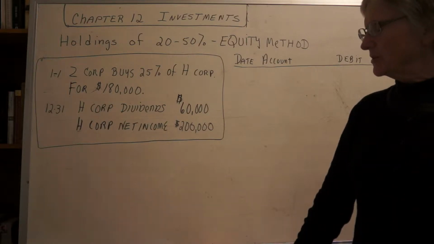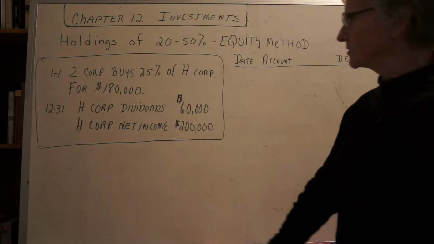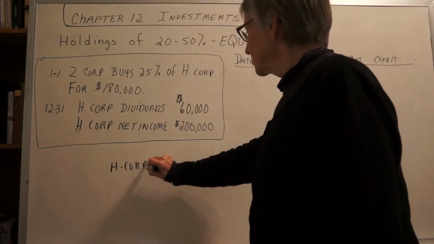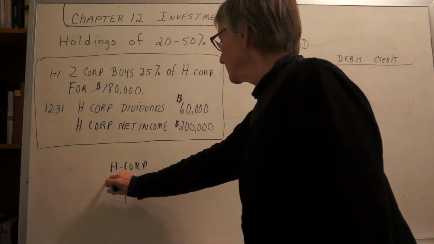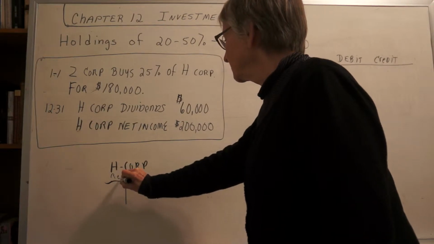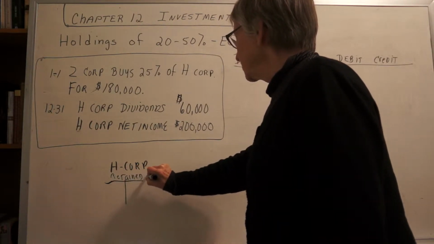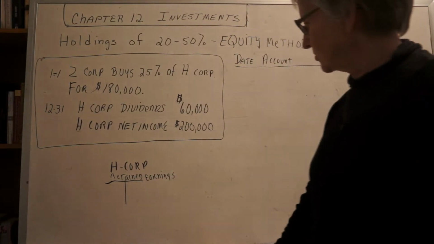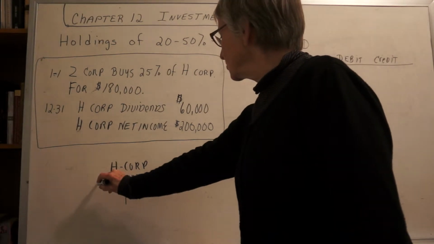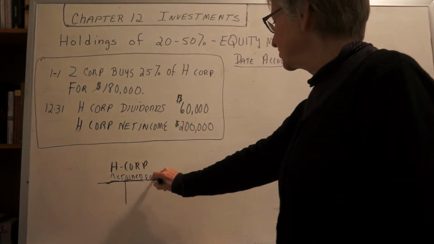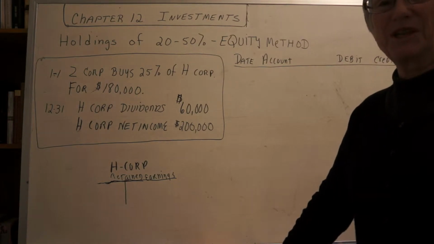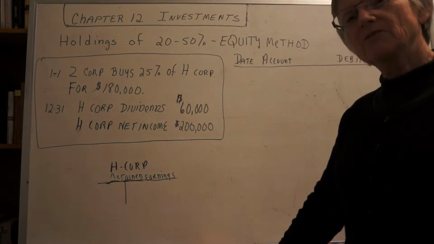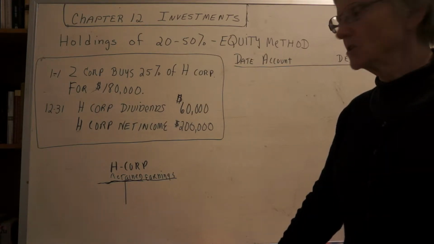And so the way to think about it is that if Z Corp has bought H Corp, and this is H Corp's retained earnings, if you think about the assets minus the liabilities, gives you the stockholders' equity. And if we own a certain percentage of H Corp's retained earnings, so if we have bought 25% of that company, we're kind of responsible for about 25% of the results.